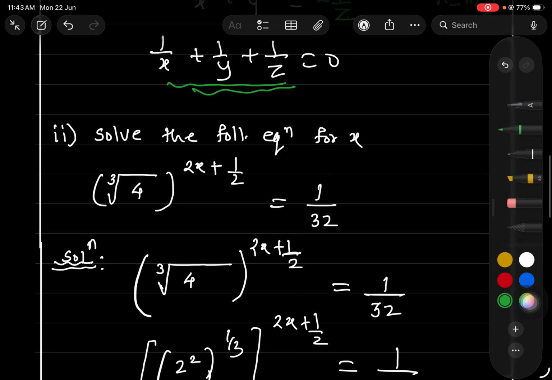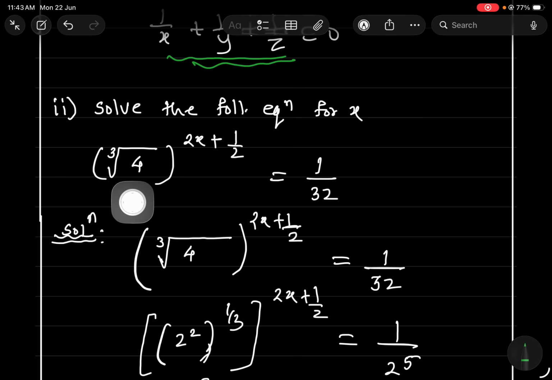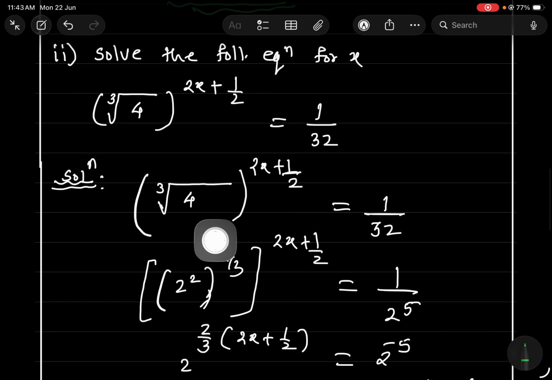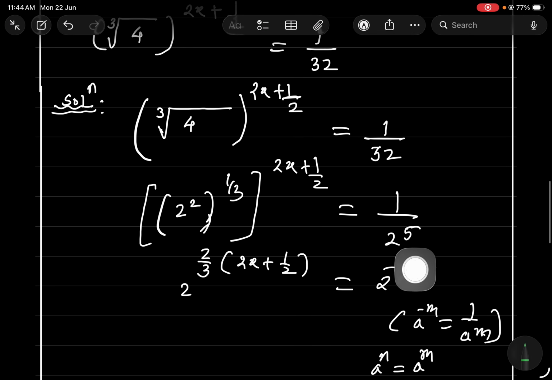Then next, solve the following equation for x. Now see, cube root of 4 raised to 2x plus 1 upon 2 equal to 1 upon 32. Here this problem we are writing as it is. Here 4 means 2 square, and cube root means raised to 1 upon 3, and raised to 2x plus 1 upon 2 as it is. 1 upon 32 means 1 upon 2 raised to 5.